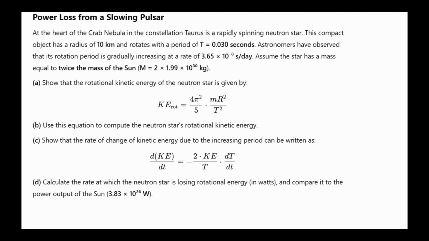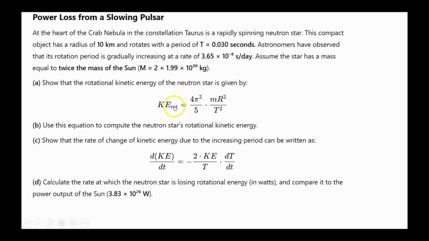And the final question. At the heart of the Crab Nebula, in the constellation Taurus, is a rapidly spinning neutron star. This compact object has a radius of 10 kilometers and rotates with a period of 0.03 seconds. Astronomers have observed that its rotational period is gradually increasing at a rate of 10 to the negative something seconds per day. Assume that the star has a mass twice that of our sun.